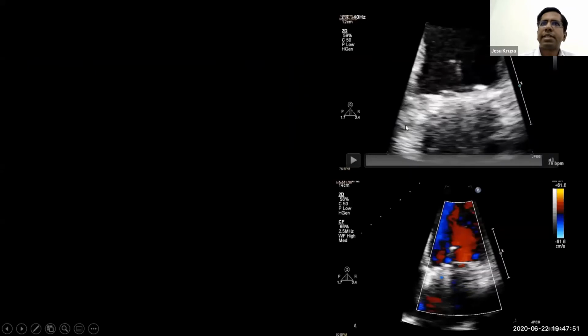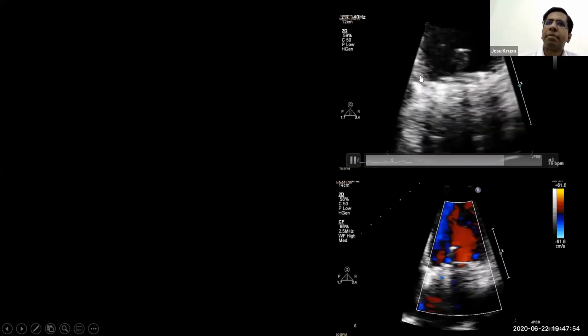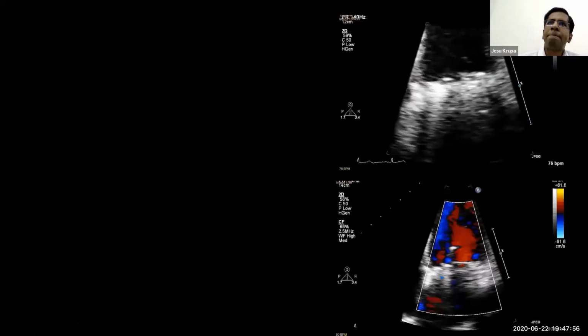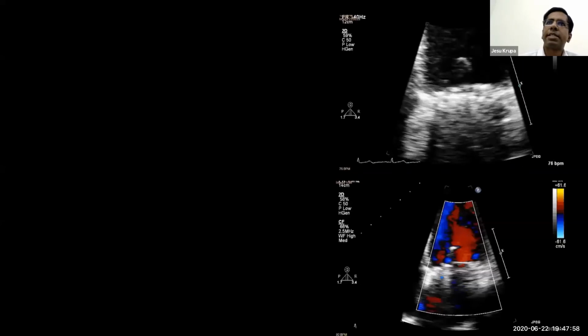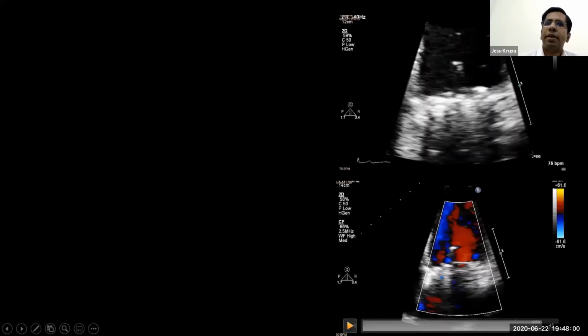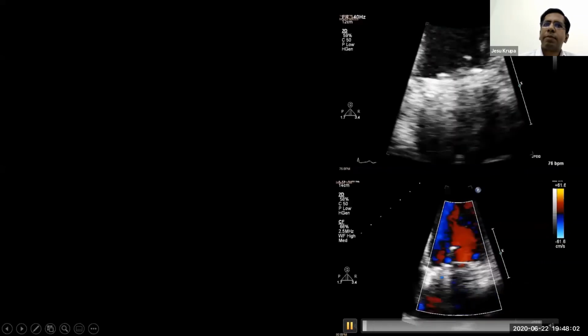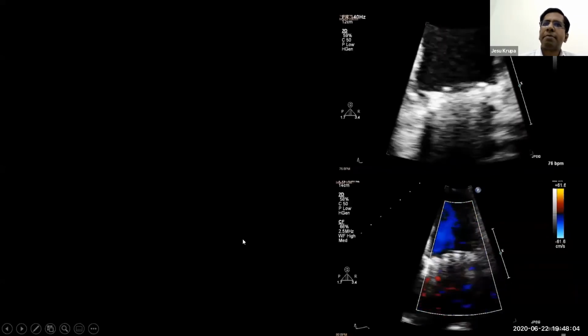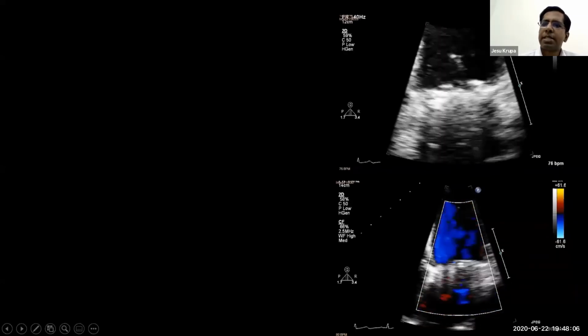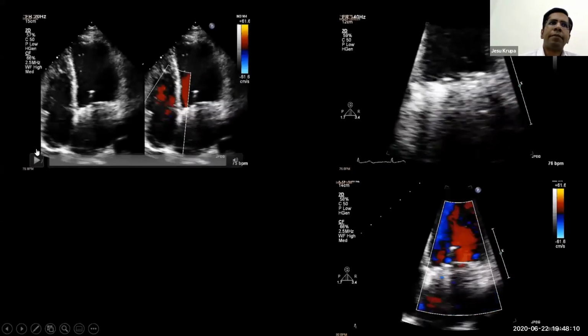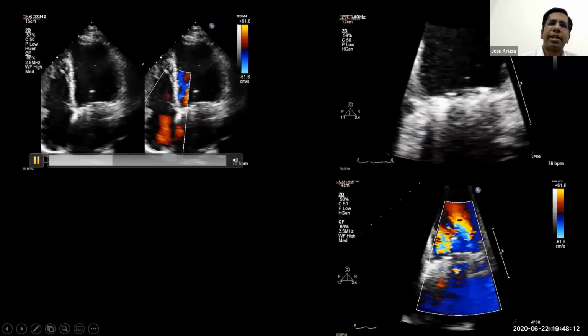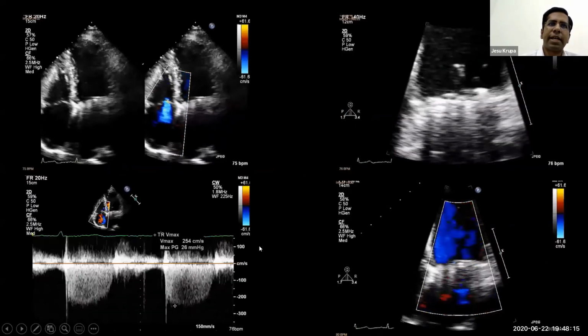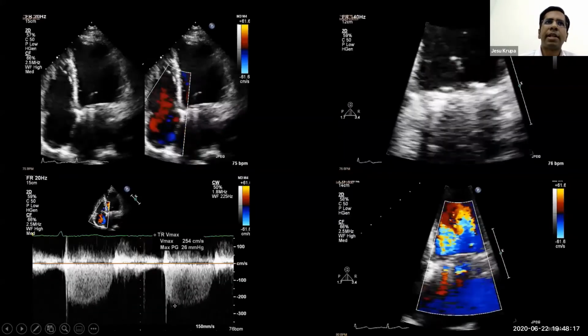And this is the zoomed four-chamber view, as you can see here. And again, you can see the disc here with nice motion. This is the same thing with color, and you see good laminar flow. There's a bit of tricuspid regurgitation, but the velocities are not high. So there is no pulmonary hypertension.